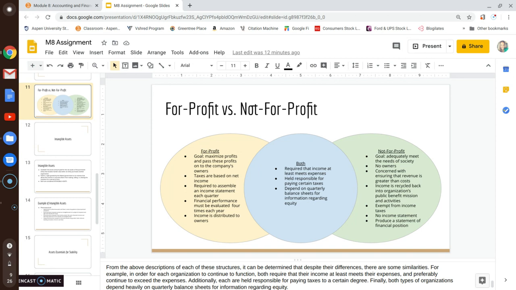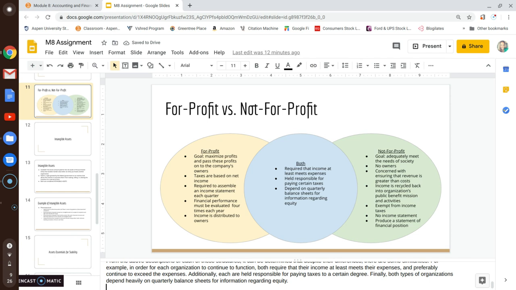From the above descriptions of each of these structures, it can be determined that despite their differences, there are some similarities. For example, in order for each organization to continue to function, both require that their income at least meets their expenses and preferably continues to exceed the expenses. Additionally, each is held responsible for paying taxes to a certain degree. And finally, both types of organizations depend heavily on quarterly balance sheets for information regarding equity.